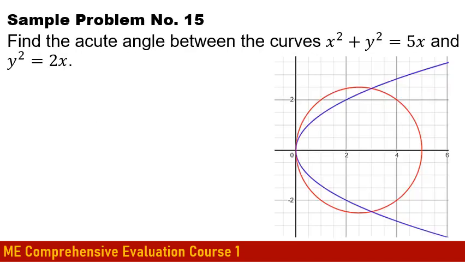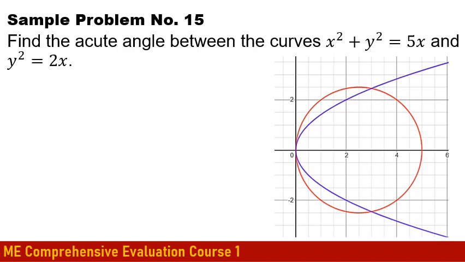Say for example, we have to find the acute angle between the curves x squared plus y squared is equal to 5x, and y squared is equal to 2x. The first, x squared plus y squared is equal to 5x, is actually a circle. And y squared is equal to 2x is a parabola opening to the right with the vertex at (0, 0), because there's no value for h and k. So this is the parabola, and then we have a circle.